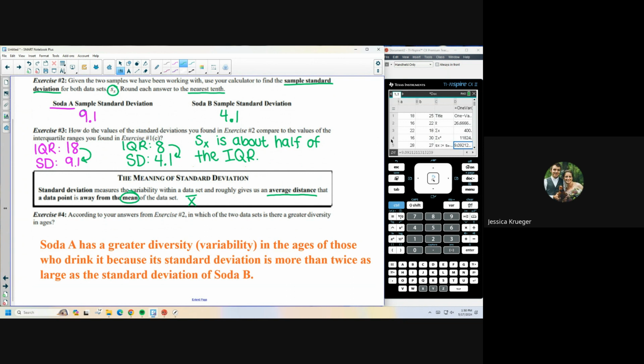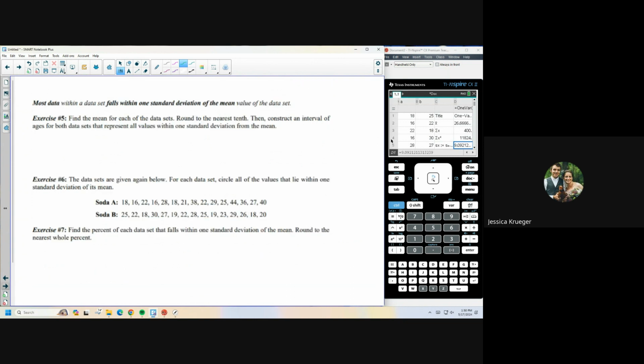So let's talk about what the standard deviation is, okay? So it says most data within a set falls within what's called one standard deviation of the mean. So it says find the mean for each of the data sets, round to the nearest tenth, okay? So this is soda A up here. My mean is 26.7 if I round it to the nearest tenth. So my mean for soda A is 26.7.